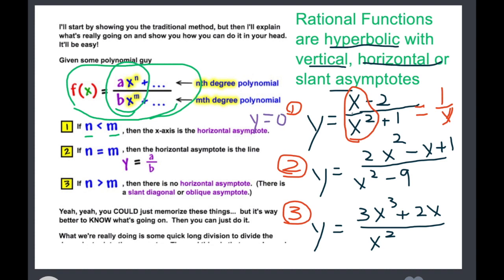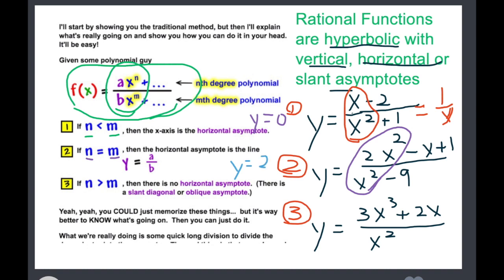It is the x-axis. In the second case, the exponent on the x on the numerator is the same size and equal to the one on the bottom. And over here we have a sample of that. We like these because the x squareds are going to cross out, and the horizontal asymptote will be y equals 2.